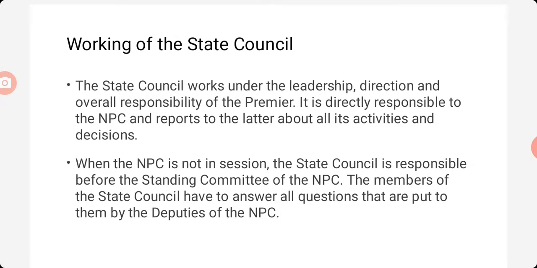The State Council works under the leadership, direction, and overall responsibility of the Premier. It is directly responsible to the NPC and reports to the latter about all its activities and decisions. When the NPC is not in session, the State Council is responsible before the Standing Committee of the NPC. The members of the State Council have to answer all questions that are put to them by the deputies of the NPC.